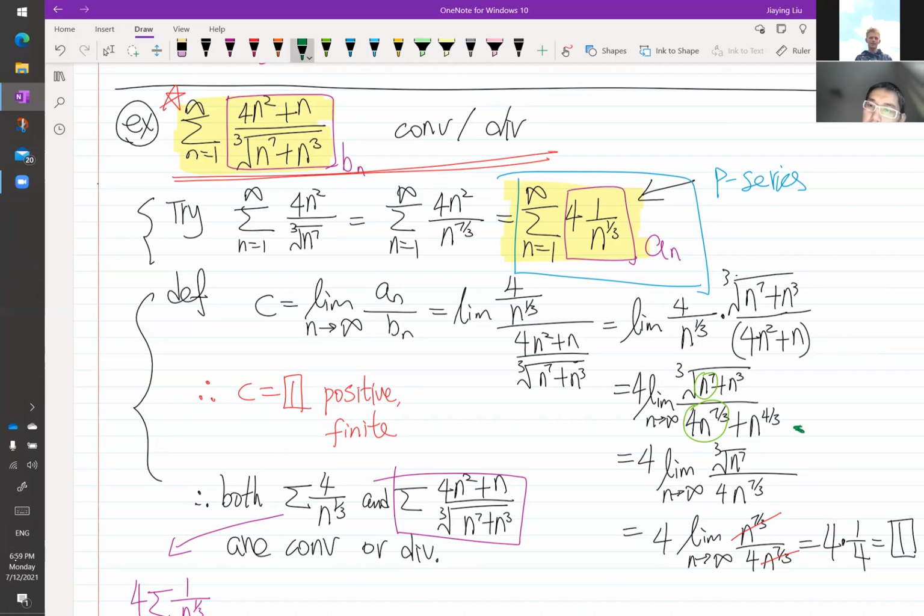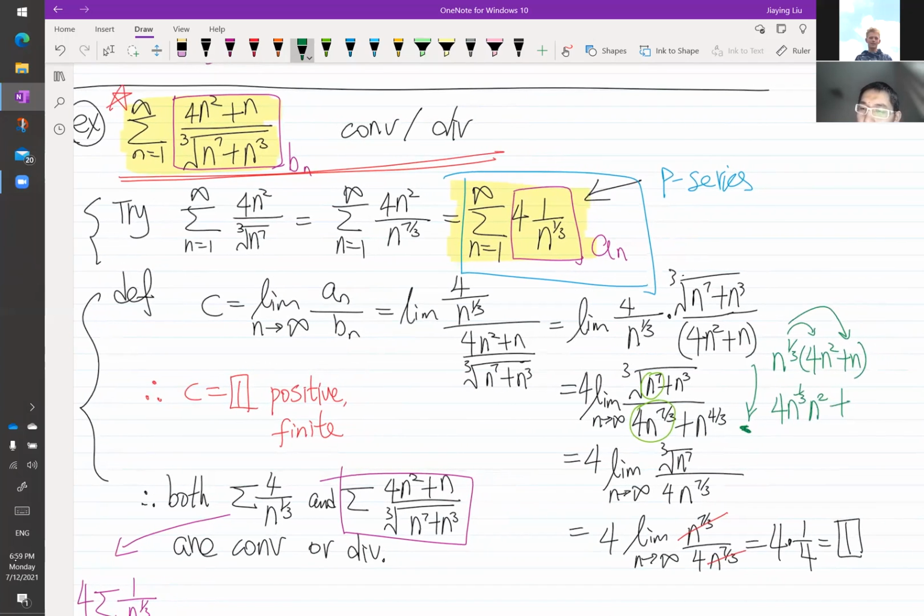So just looking at the denominator, I have n^(1/3) times (4n^2 + n). I distribute into each one of them. The first term would be 4n^(1/3) times n^2, and the second term is n^(1/3) times n. When you multiply those together, you just add the exponents. So that would be 4n raised to the 1/3 plus 2. That will be the new exponent. Oh, okay. That makes a lot more sense.